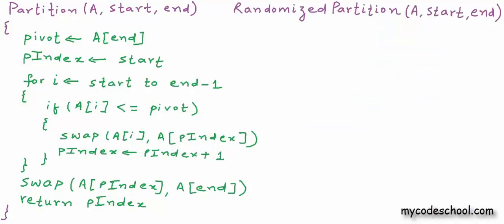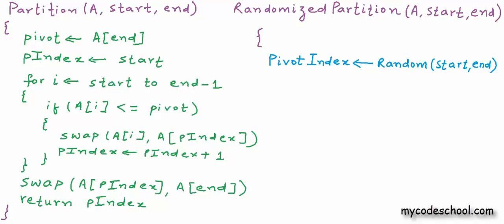What I'm going to do is write a function named randomized partition that once again is taking the array and the start and end as arguments. Now in this function, I'm first going to pick a pivot index between start and end included, by making a call to a function named random. This function will give me an index between start and end picked up randomly. Almost all the language libraries would have a random number generator function.